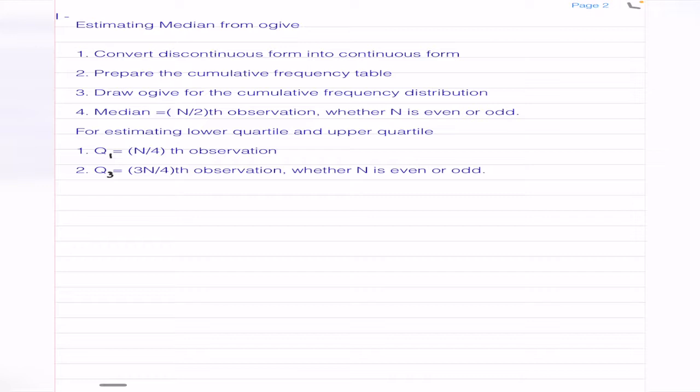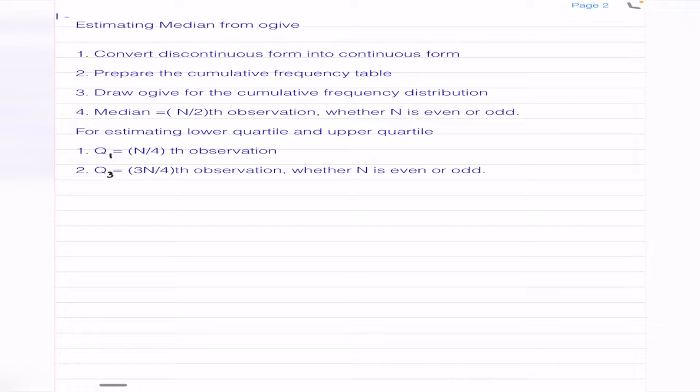For median, the formula is the n by 2th observation. For lower quartile, it is the n by 4th observation. And for upper quartile, it's the 3n upon 4th observation, irrespective of even and odd. Whether n is even or odd, you have to use the same formula for median, for lower quartile and for upper quartile. I will explain this with the help of one example.